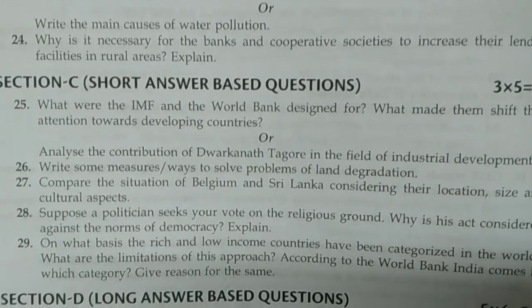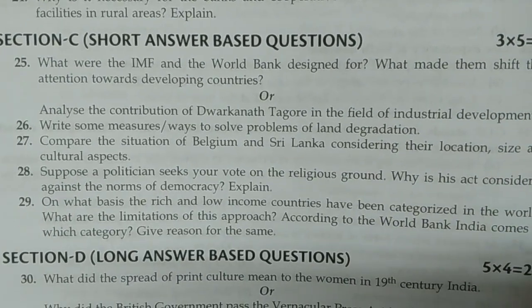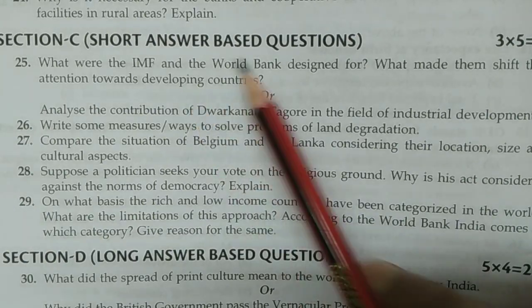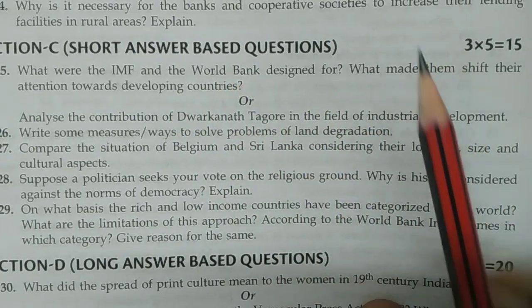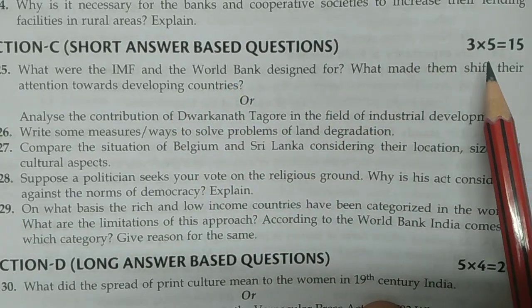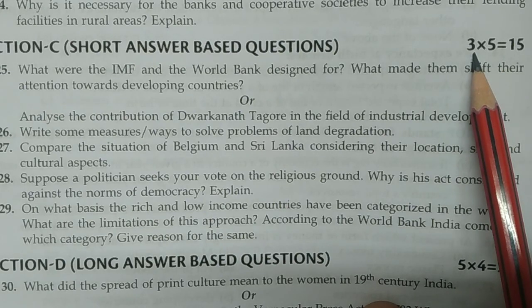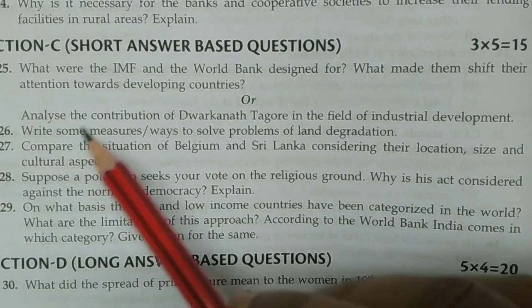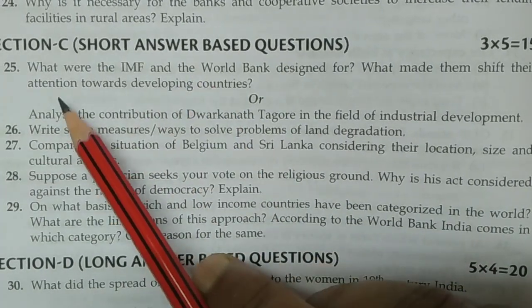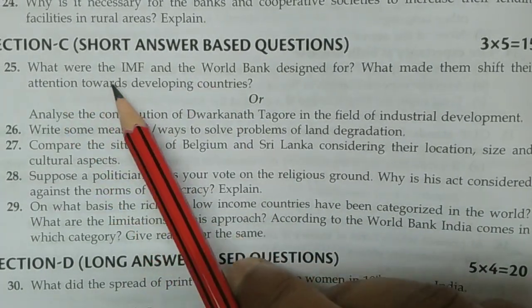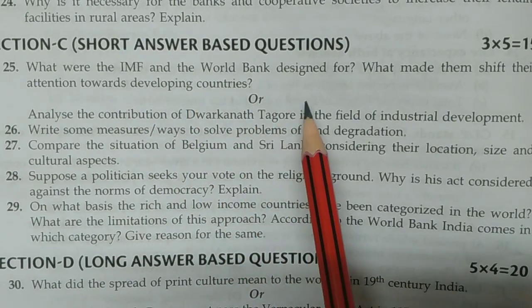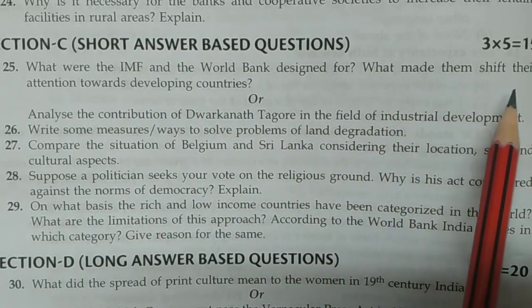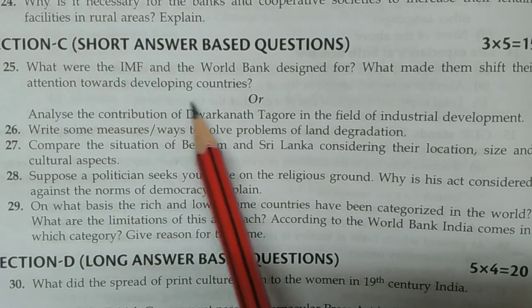Section C is given here. In Section C you have to write short answer based questions. There are a total of 5 questions, and it contains 3 marks each, total 15 marks. So question number 25 says: what were the IMF and the World Bank designed for? What made them shift their attention towards developing countries?